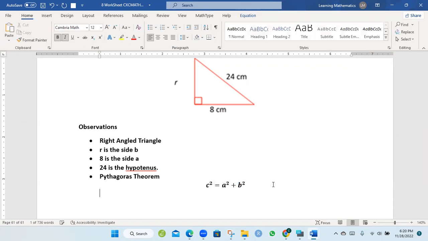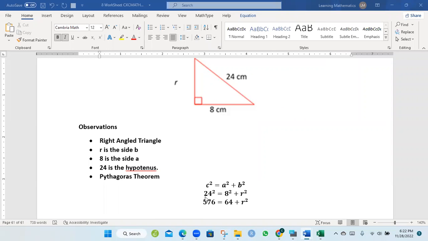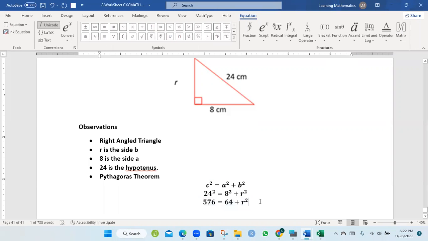Now we have clearly identified all the sides, so 24 will be substituted in the place of C. In the place of A, we can put 8. And in the place of B, we can put r. So that's one of the main uses of the observations. It facilitates the substitution. So we have to find what is 24 squared and 8 squared. 24 squared is 576, 8 squared is 64.